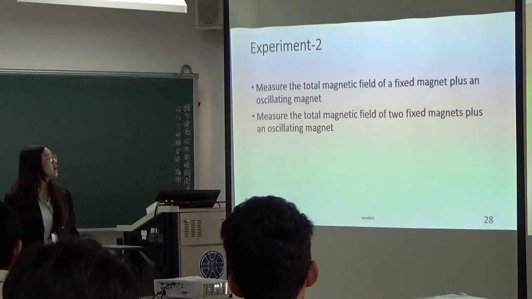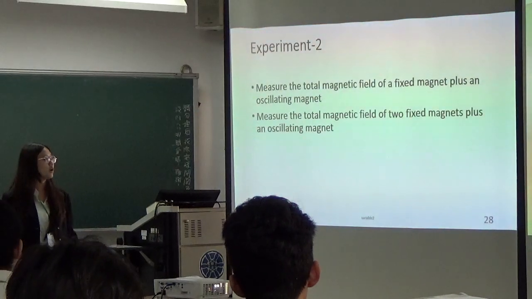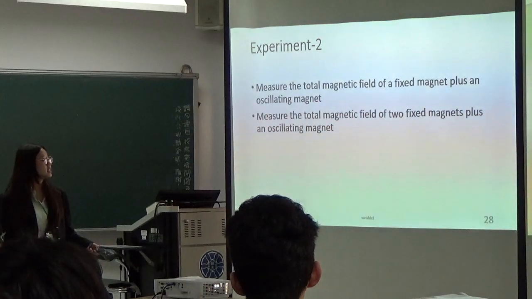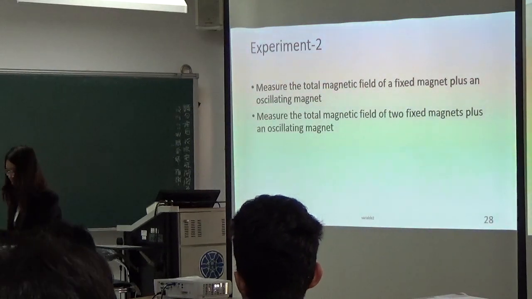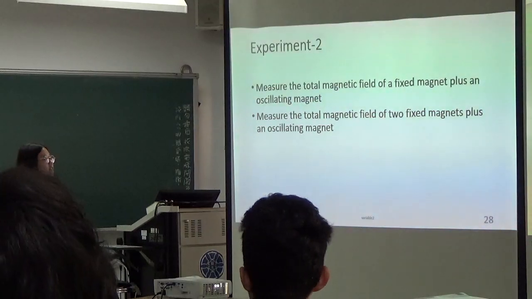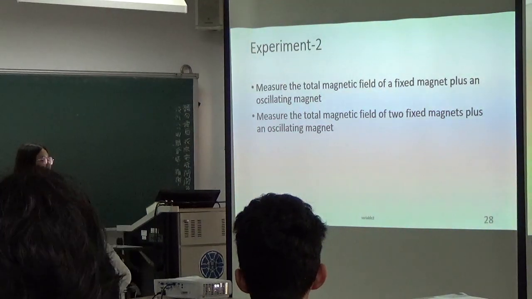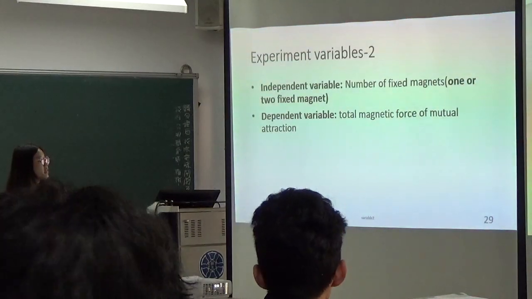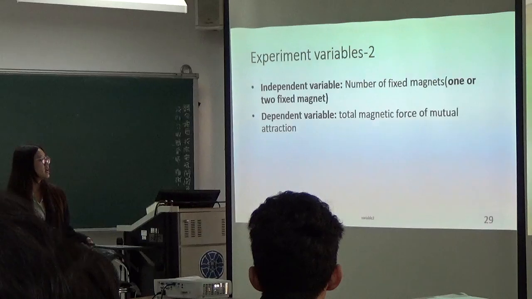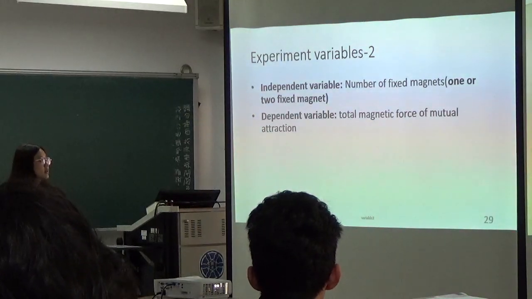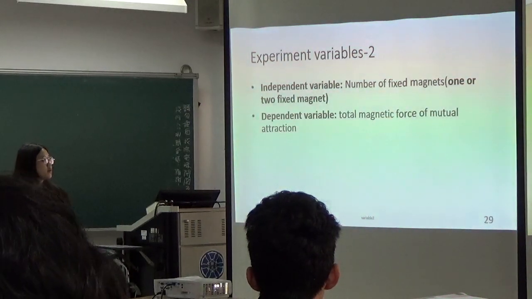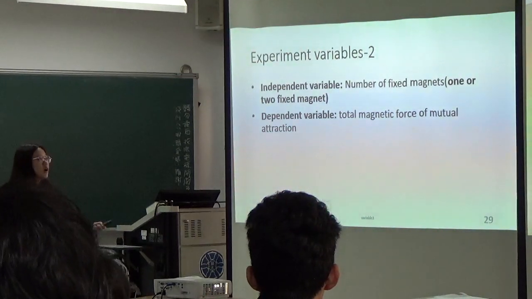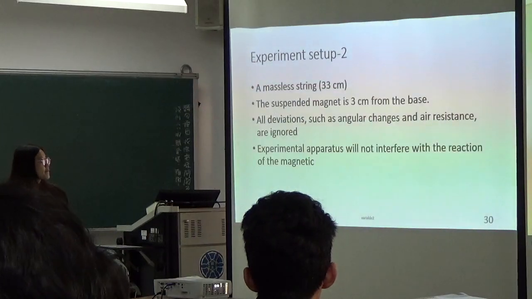Experiment 2. Measure the total magnetic field of fixed magnets plus the suspended magnet. The independent variable is the number of fixed magnets, whether one, two, or more. The dependent variable is the total magnetic force, which is mutual attraction.